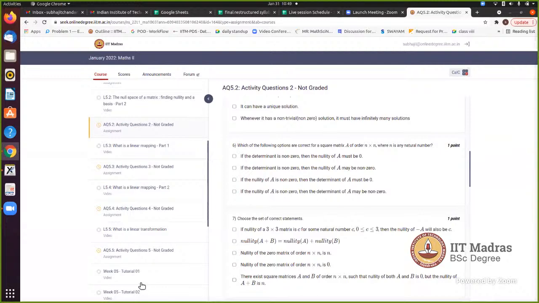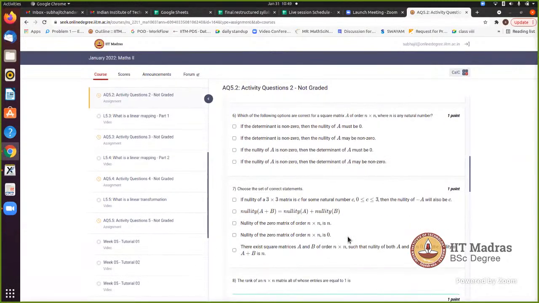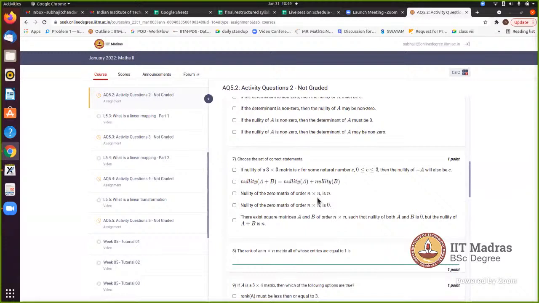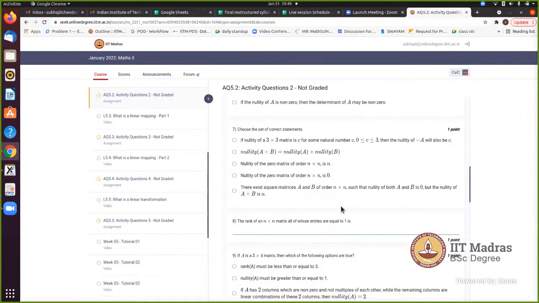Here there is a question: nullity of a zero matrix of order n cross n. So, what is true? Okay. Great.